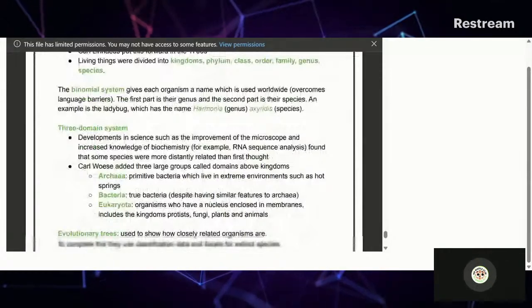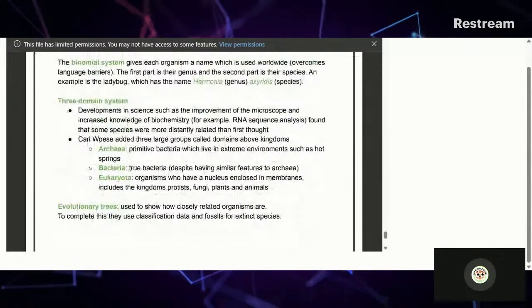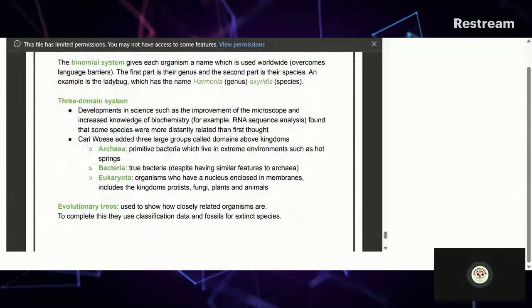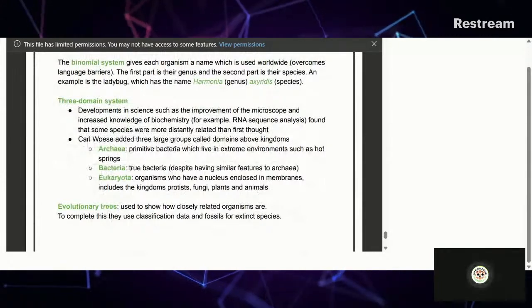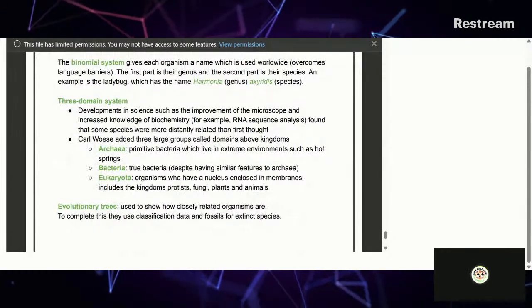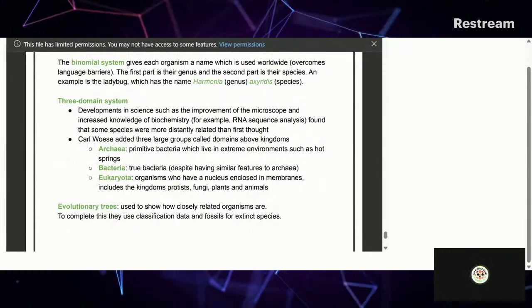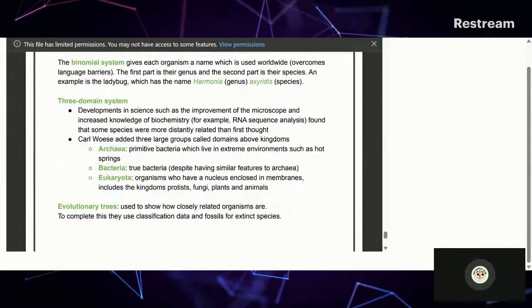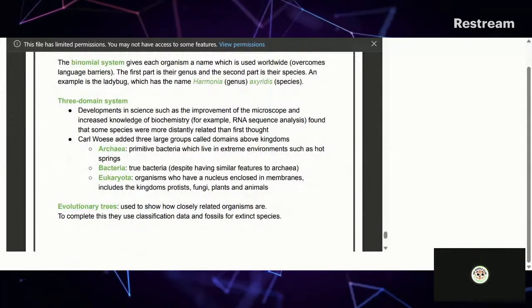They're actually a different type of prokaryotic cell, first found in extreme places, so they tend to be extremophiles. Then you have bacteria. This is true bacteria. Although they look similar to archaea, they have different biochemical processes. And finally, eukaryota, which includes a broad range of organisms, including fungi, plants, animals, and protists.